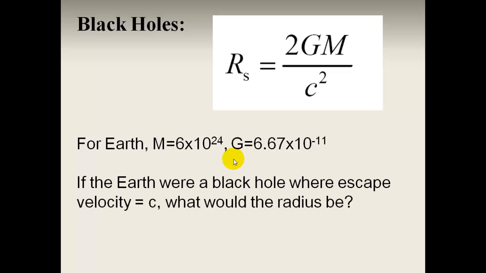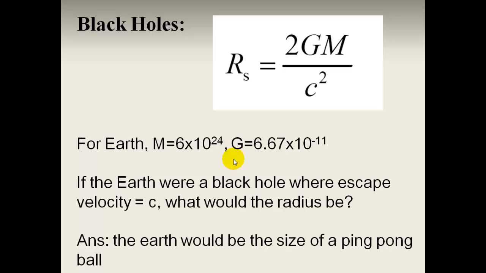So, if the Earth were a black hole, where would the escape velocity be? What would the radius be? You should try to work that out now, and you will find a value which is something like 2 or 3 centimeters. The Earth, in terms of the Schwarzschild radius, would be the size of a ping pong ball.